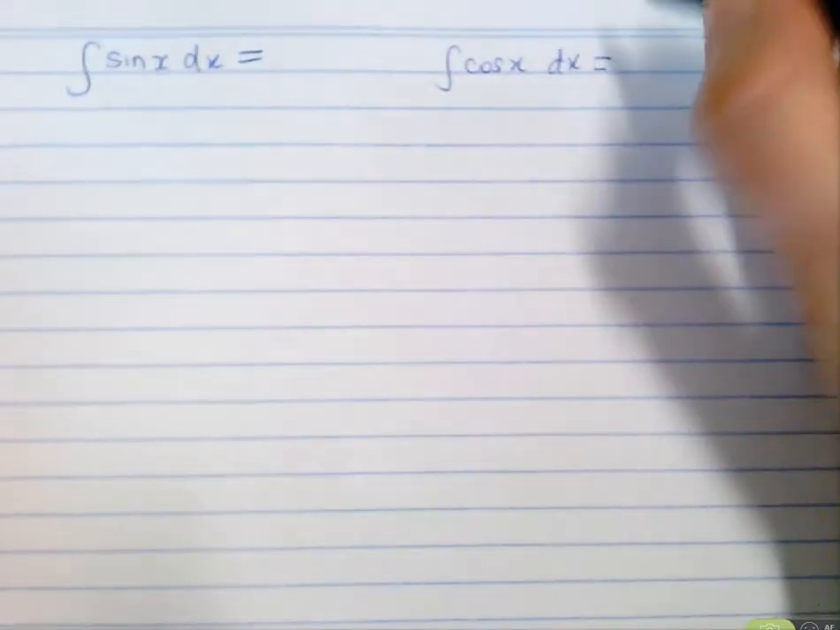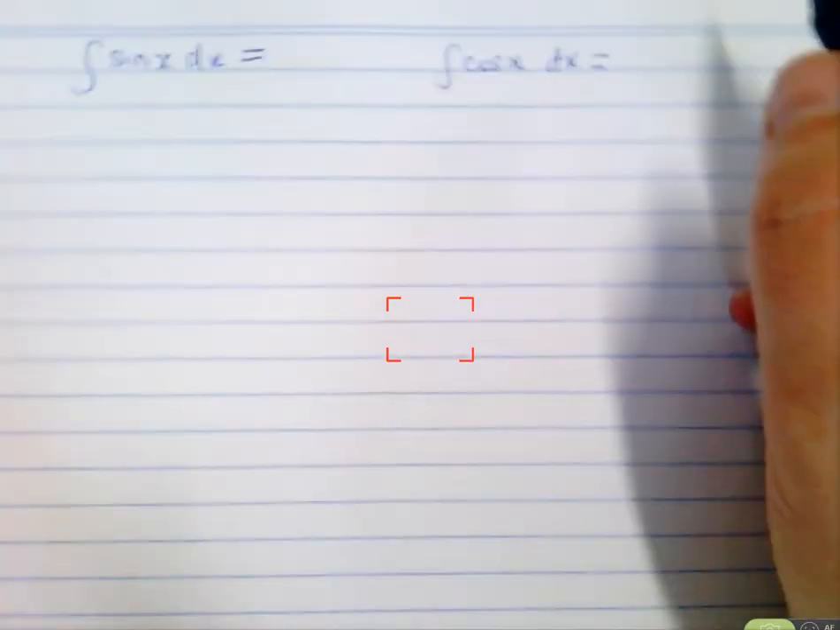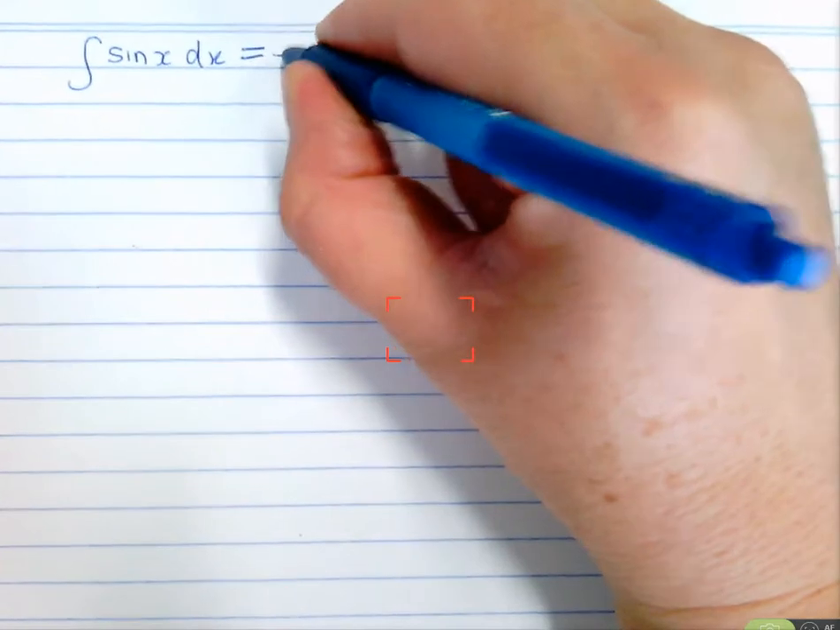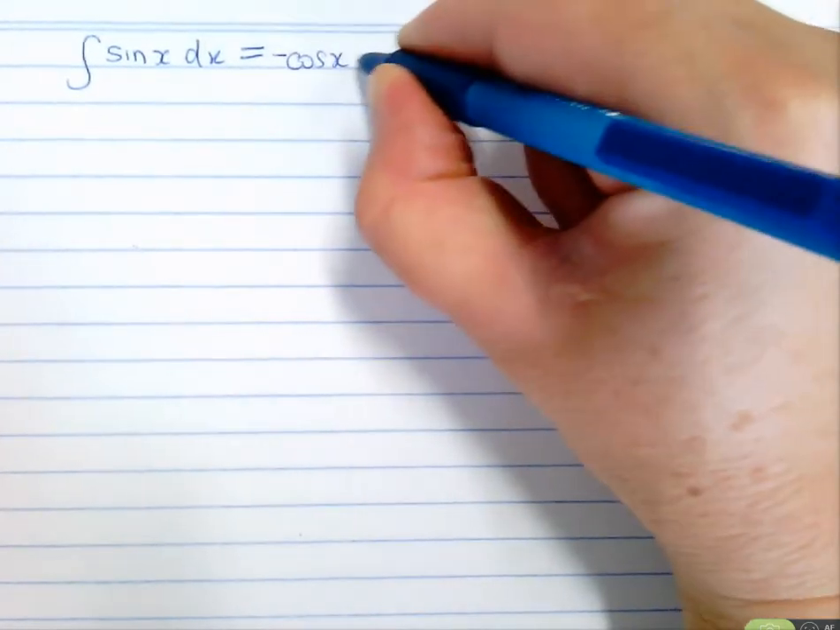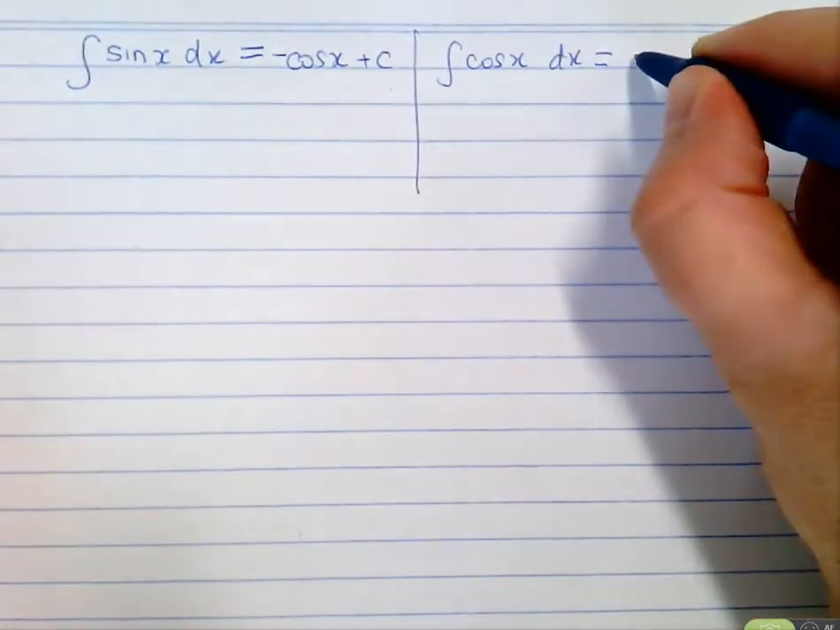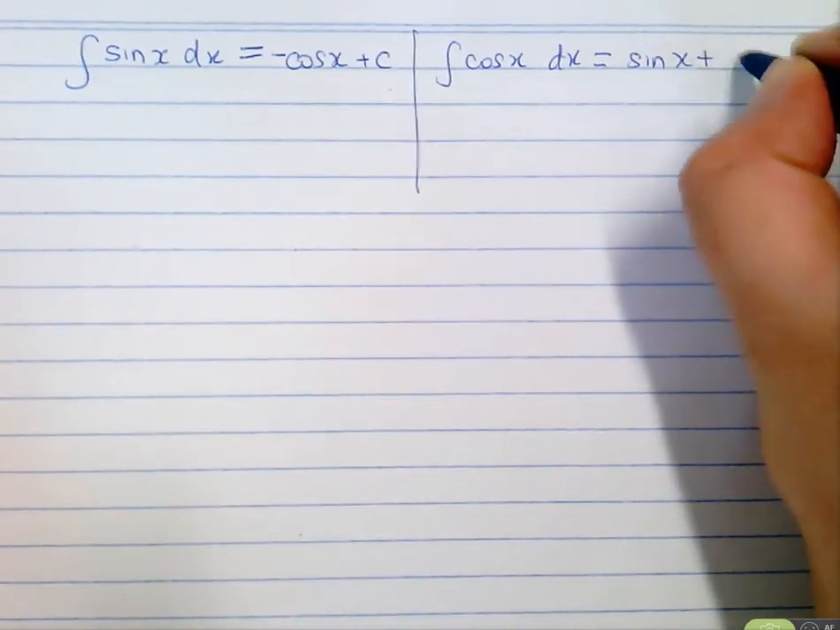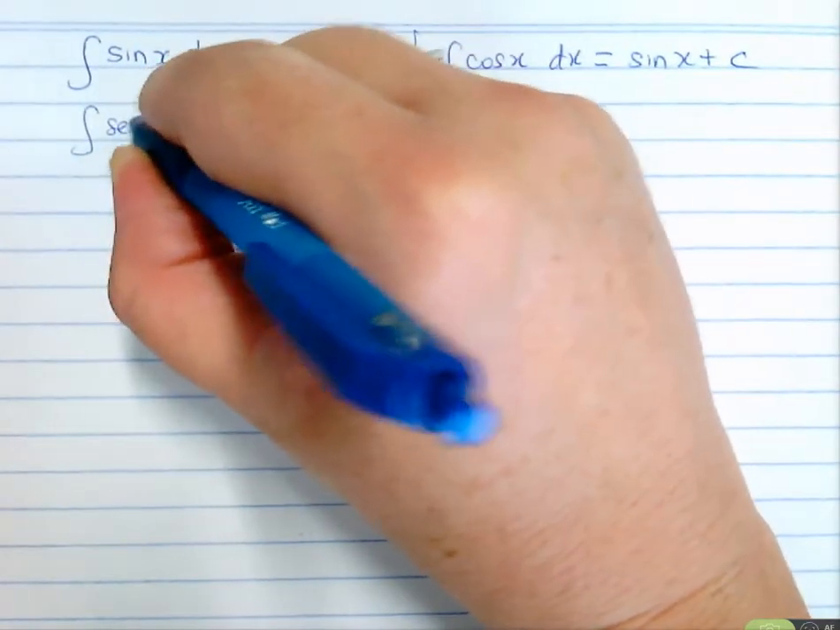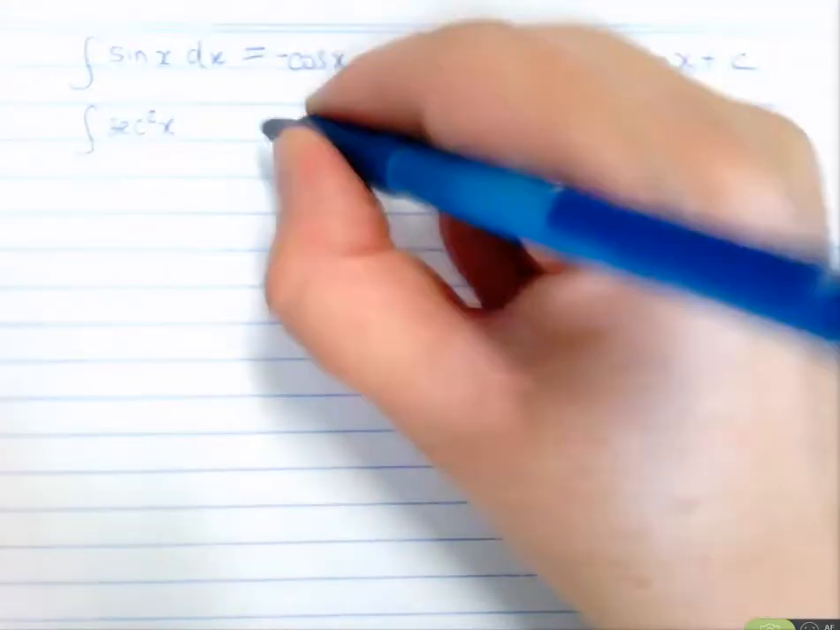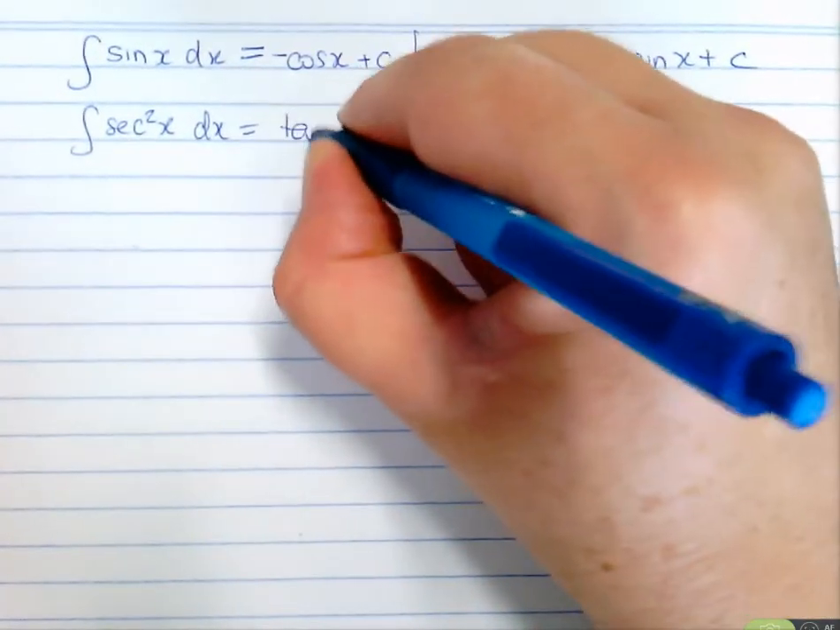Going through the rules for integration. If you integrate sine, you get negative cos. If you integrate cos, you get sine. If you integrate sec squared, you get tan.